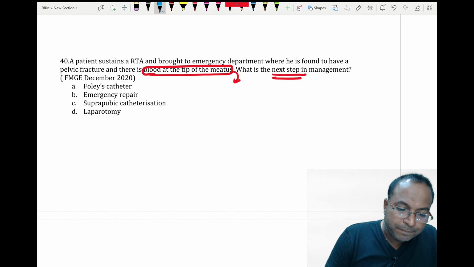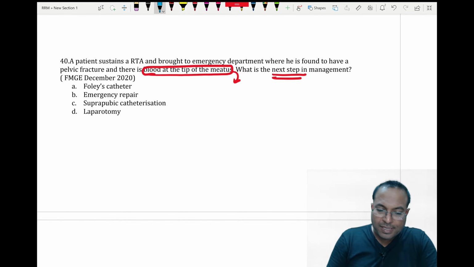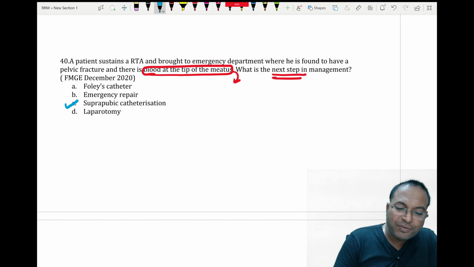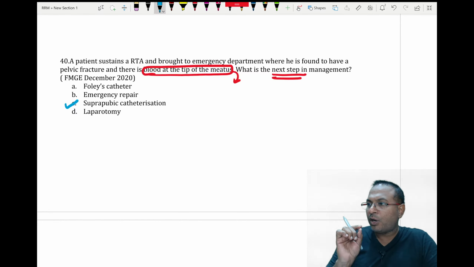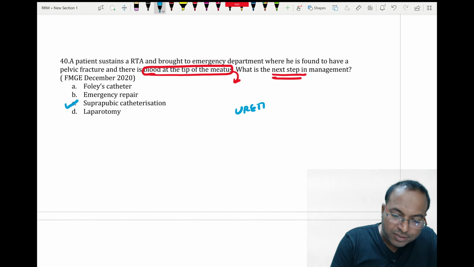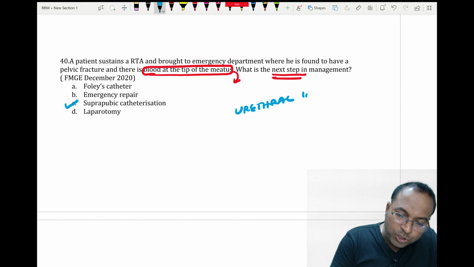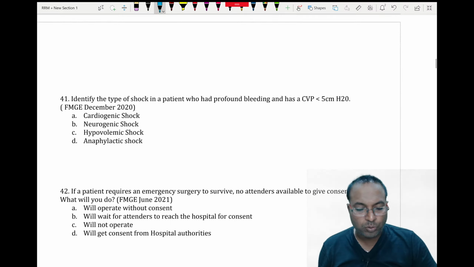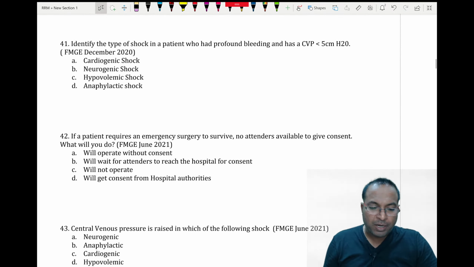Okay, the next step in the management is, this is actually a urology question. You should put a SPC. We should not try to put a Foley's catheter. Don't put Foley's catheter as the answer for urethral injury. We are going to discuss this question again. In urethral injury, putting a Foley's catheter is wrong. We have to put a suprapubic catheterization. So this question is a urology question. It will come back again. Don't worry. So FMG December 2020.